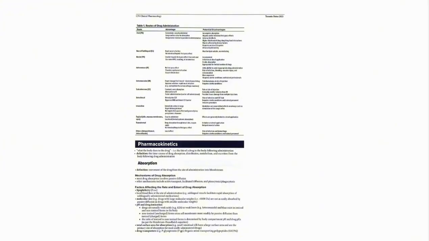Now let's move on to the next page. Let's begin with Table 1, Routes of Drug Administration. The first and most commonly used route is the oral or PO route.